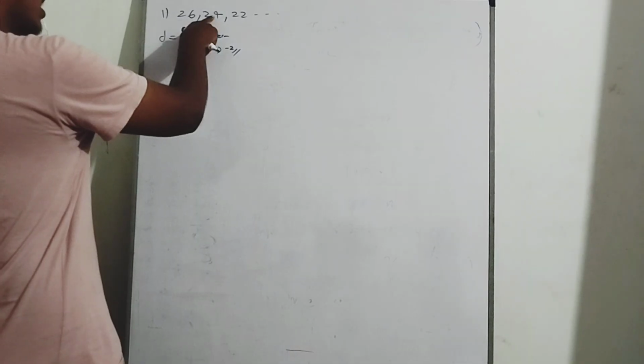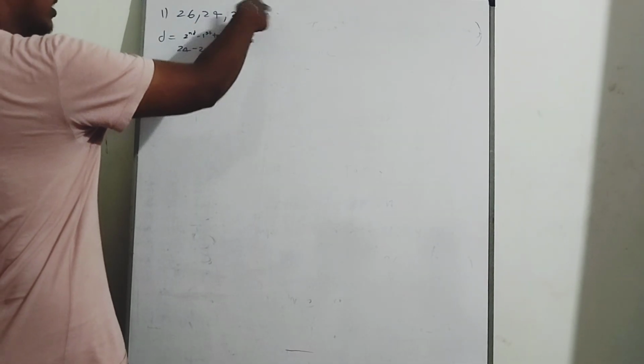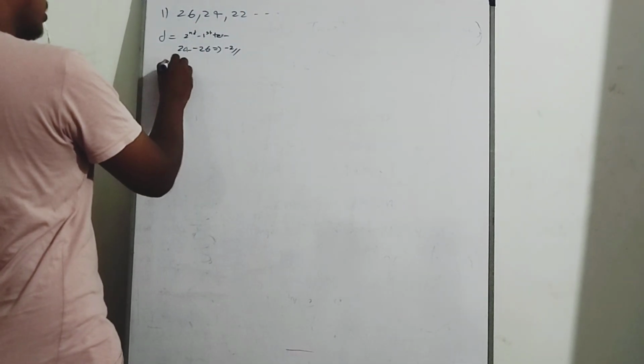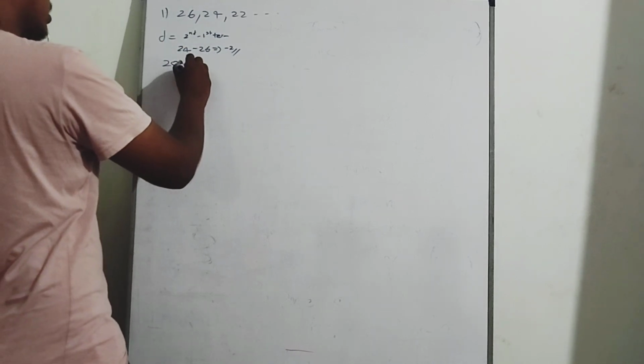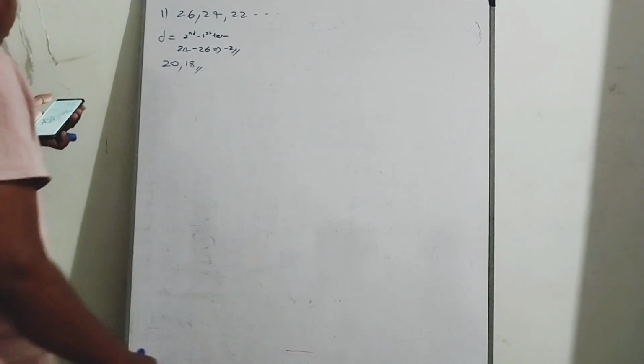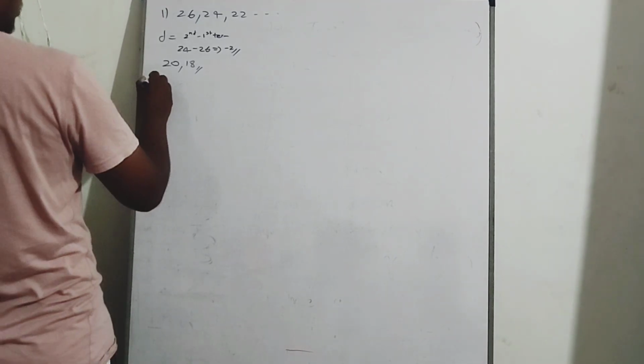And then they're asking to write down the next two terms. So 26, 24, 22, and then the next term is 20. After 20, you are going to subtract another 2, which is 18. So the answer is 20 and 18. Let's go to the second question.